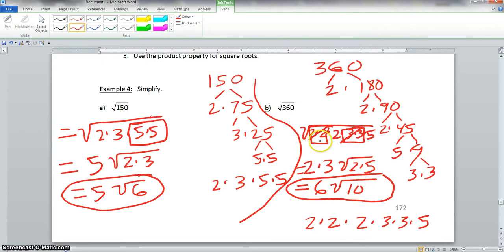Now again, you always set them up in groups of 2's when you're dealing with a square root. 2 sets of 2's, we pull out 1. 2 sets of 3's, we pull out 1. And what's left is this 2 and 5. So then we will end up with 6 times the square root of 10. And we're done with that problem.